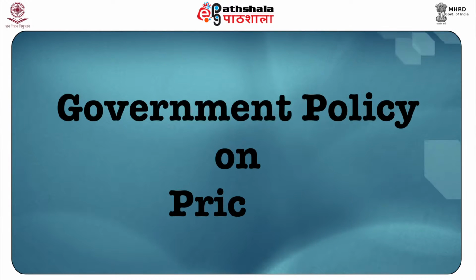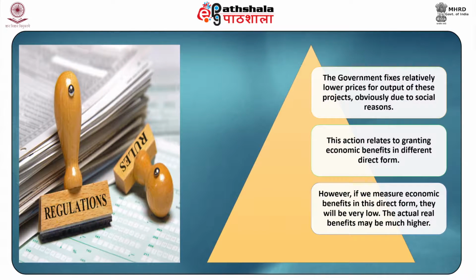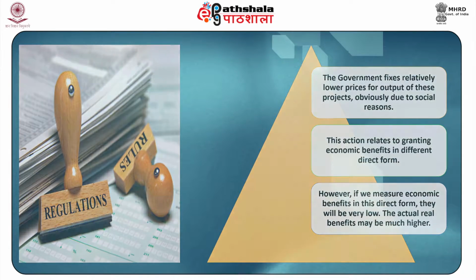Number three, government policy on pricing. The government fixes relatively lower prices for output of these projects. Obviously, due to social reasons, this action relates to granting economic benefits in different indirect form. However, if we measure economic benefits in this direct form, they will be very low. The actual real benefits may be much higher.